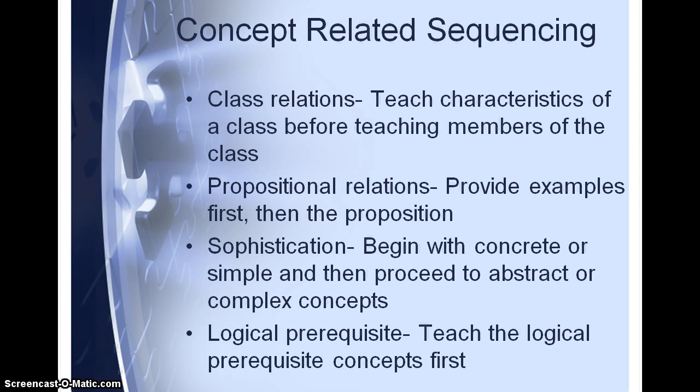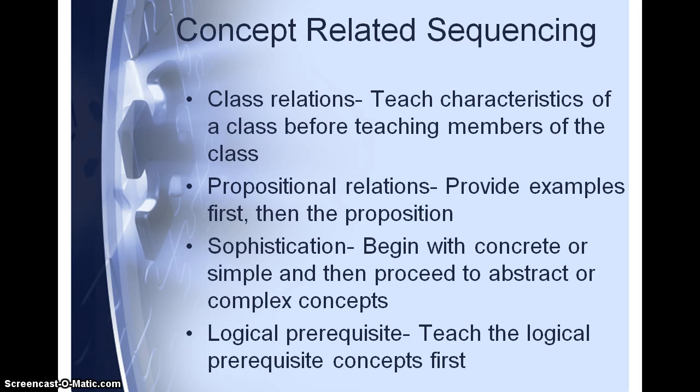For example, an English teacher might teach about the literary genre of transcendentalism before having her students read the works of Ralph Waldo Emerson or Henry David Thoreau. Propositional relation sequencing does the opposite, where an instructor would provide examples first, then the proposition or class. This might be used in a science class where a teacher shows her students an image of a butterfly, scorpion, crab, and centipede, and then teaches her class about the characteristics of arthropods.